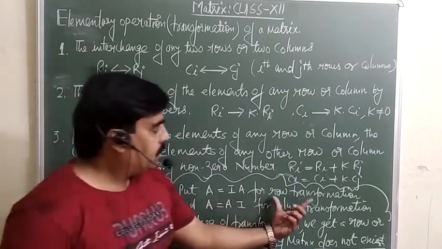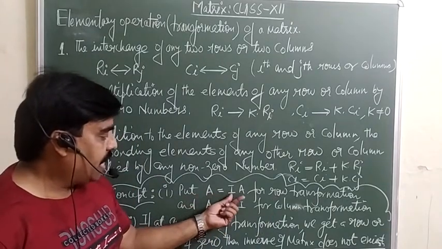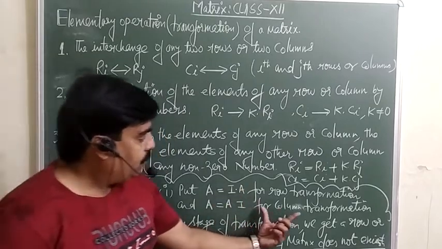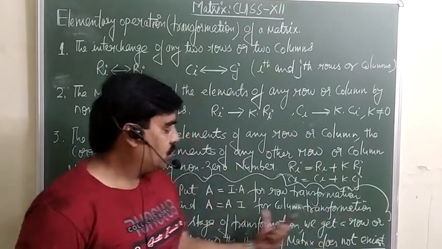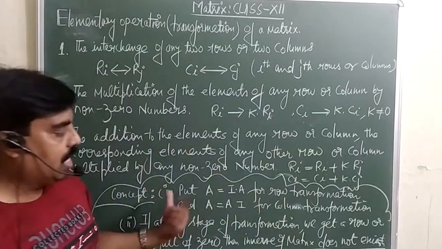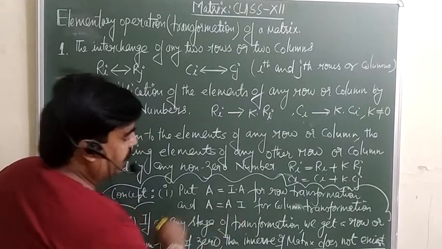Suppose you want to apply the row transformation, then you are supposed to write A = I A, identity matrix into matrix A. But if you are going to apply the column transformation, with the help of the column transformation you want to find the inverse of any matrix, then A = A I.